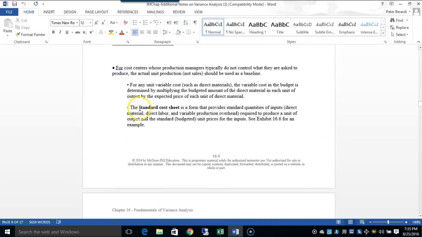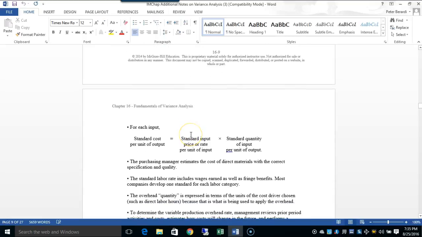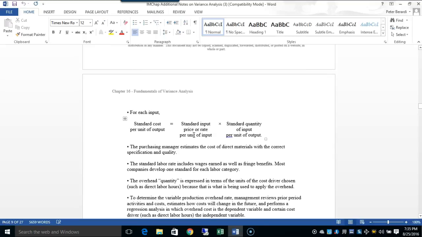Also keep in mind, in the homework there's a standard cost sheet which basically gives us standard quantities of inputs for direct material, labor, and variable overhead, and also standard prices. In many problems in cost accounting, you're going to have to figure out what the standard input is and the price per input. So standard cost per unit of output is the standard input price or rate per unit of input times the standard quantity of input per unit of output.